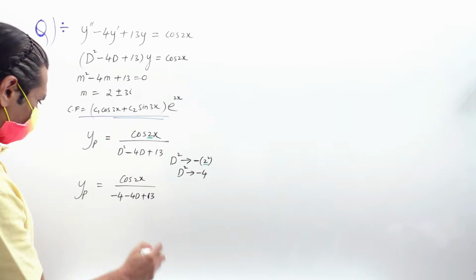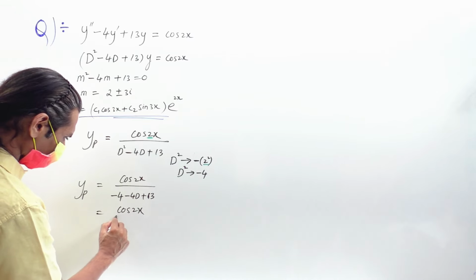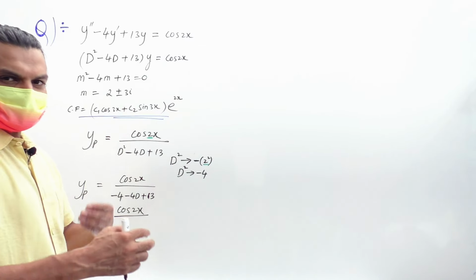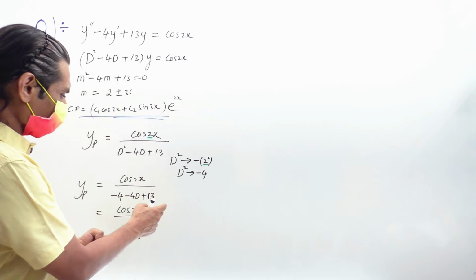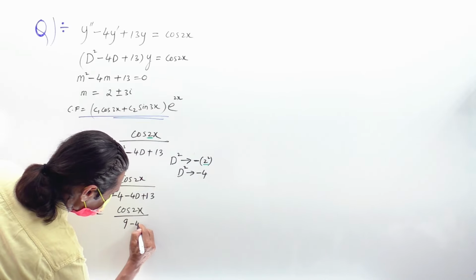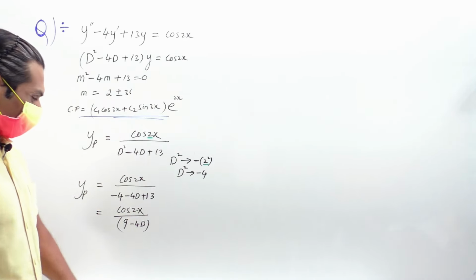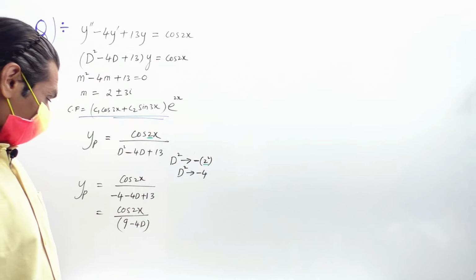Fine. That means this will be now cos of 2x divided by, always try to take the positive terms first. So we have 13 minus 4, which is what? 9 minus 4D. This is what we got. Cos 2x whole divided by 9 minus 4D.